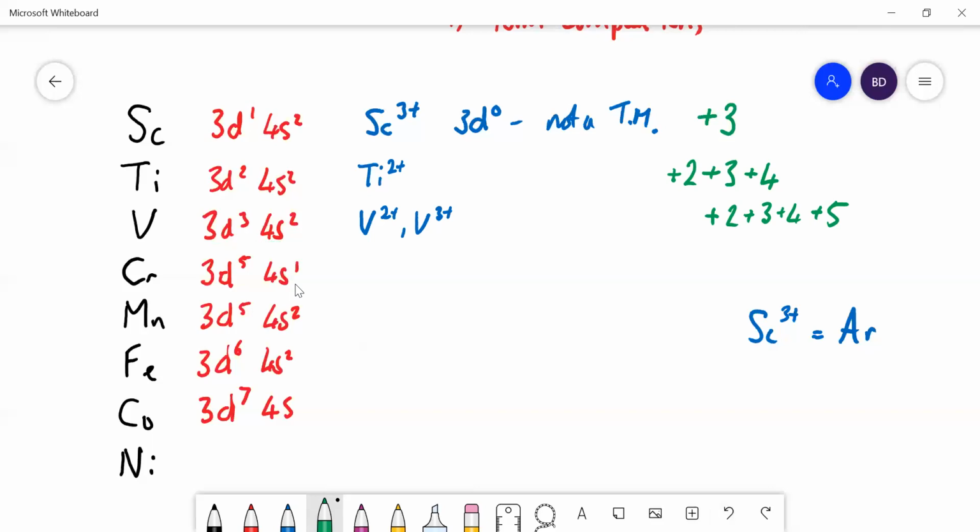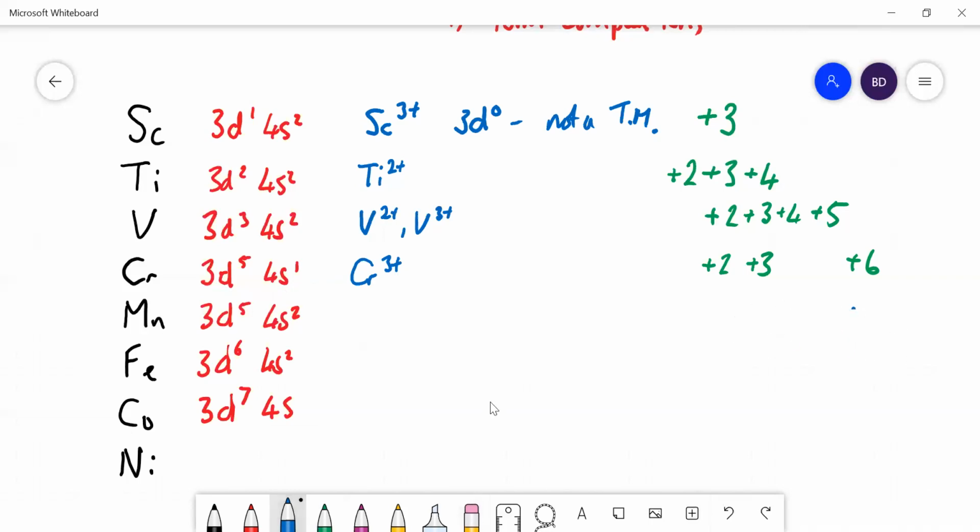Chromium, the pattern continues here. So chromium, the Cr3+ ion is the only really common ion that it forms. It can form +2 occasionally, +3 very commonly, and +6, pretty common as well. And that's when all 6 electrons are involved in bonding the oxidation state.